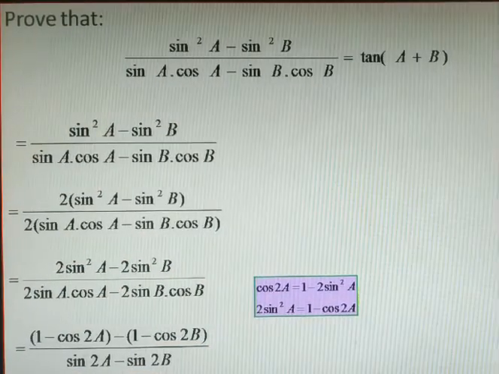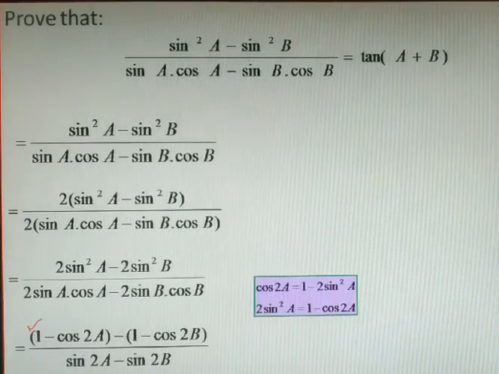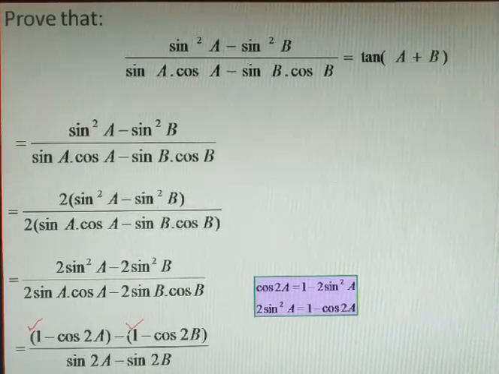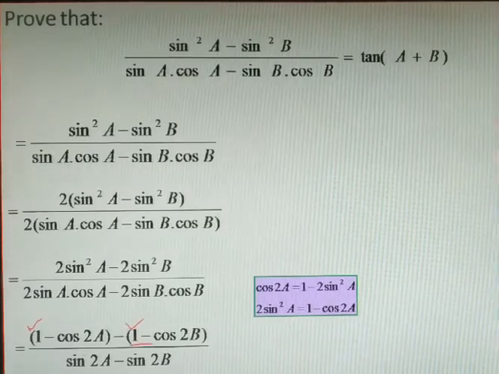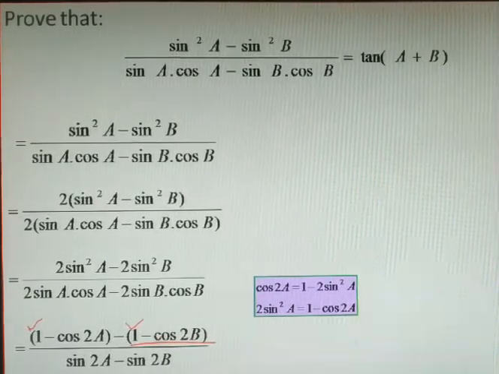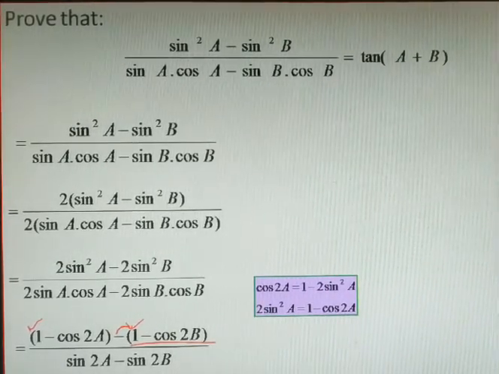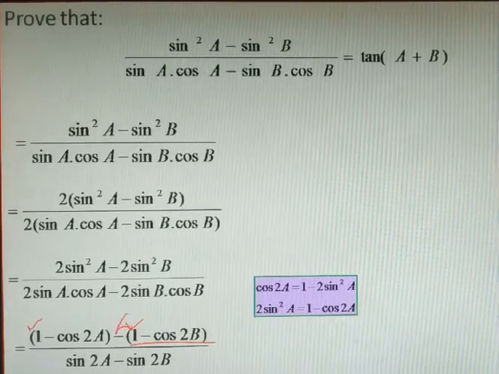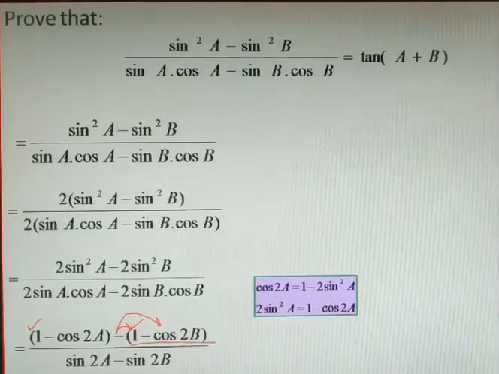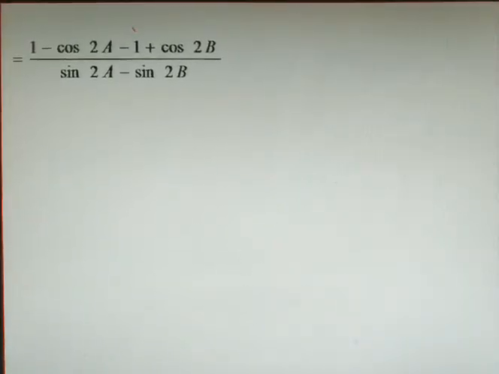In this step we will simplify. We'll break out the bracket from the numerator, and when the factors inside the second bracket are taken out, this minus will multiply both the numbers, 1 and also minus cos 2B. Then what will it become? Yes, that will be minus 1 plus cos 2B.